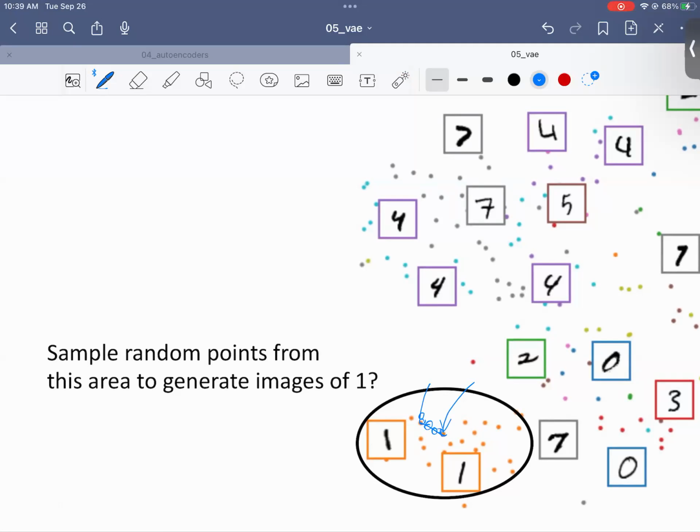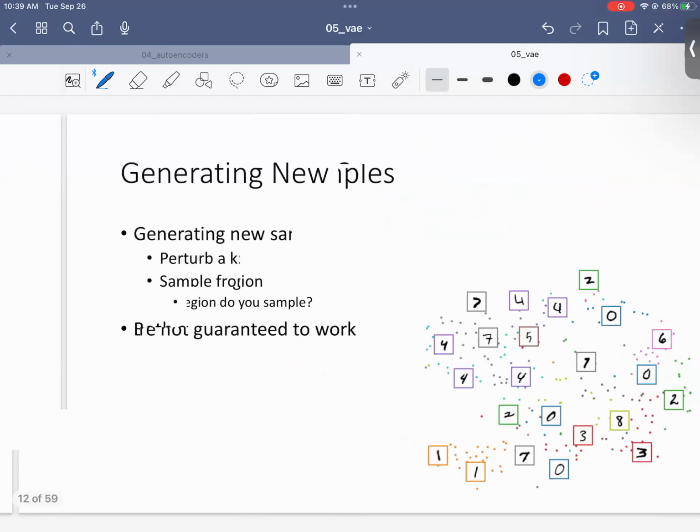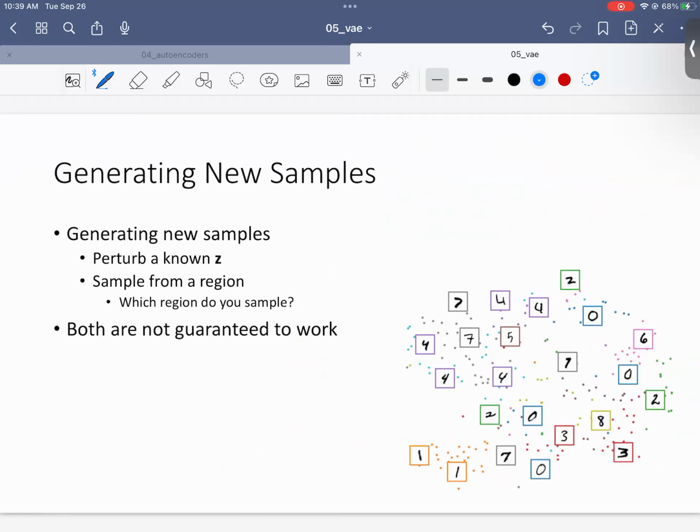So there are a lot of tricks we can use on top after we've trained an autoencoder to try to generate a new sample. Those were just a few: perturb an unknown z, perturb a known z, or sample from a region.